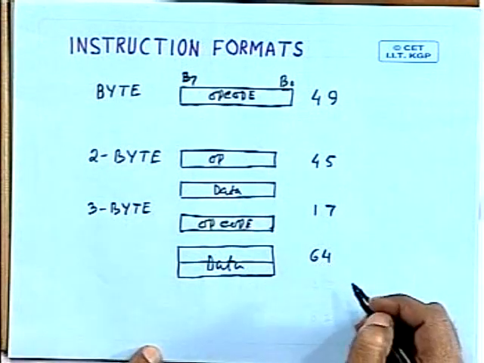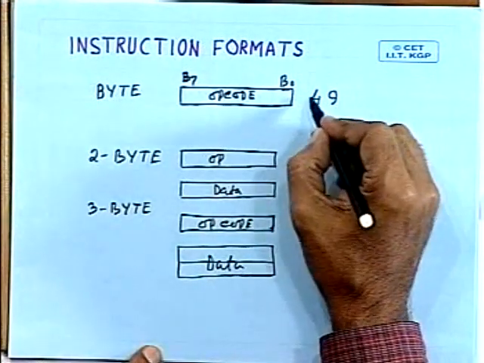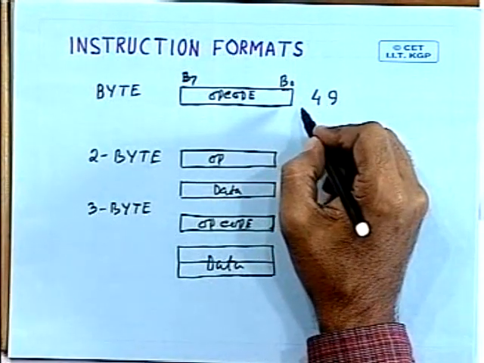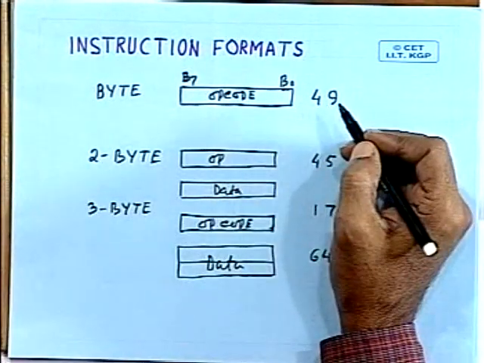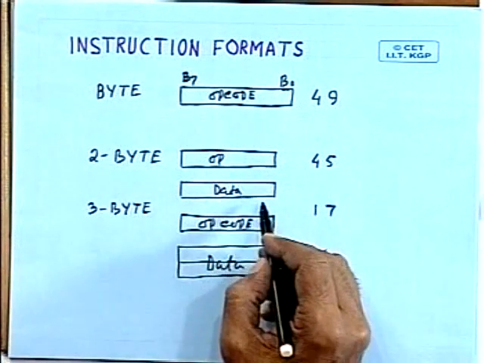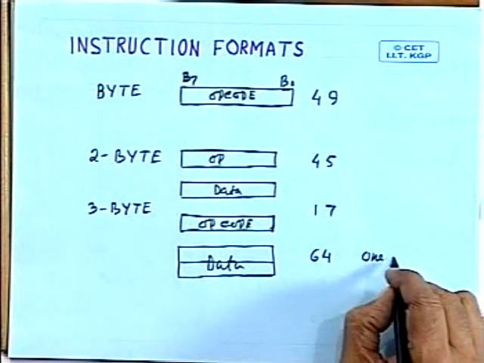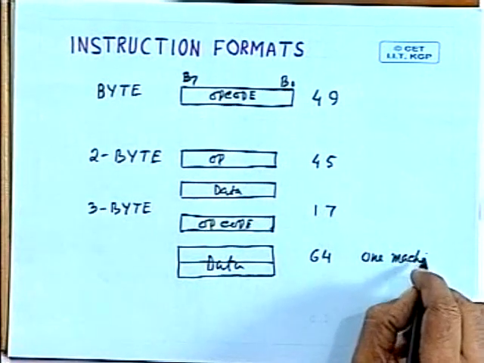So you will see that the total number of instructions which can be executed in one machine cycle is 64. Although you have 1 byte instructions numbering 49, there are a few instructions of double byte which can be executed in one machine cycle. How? Let me explain a little bit.